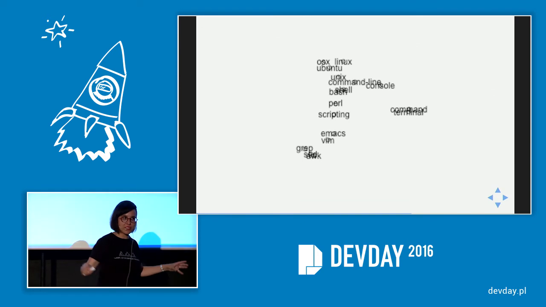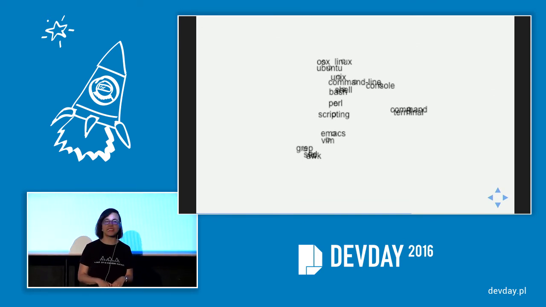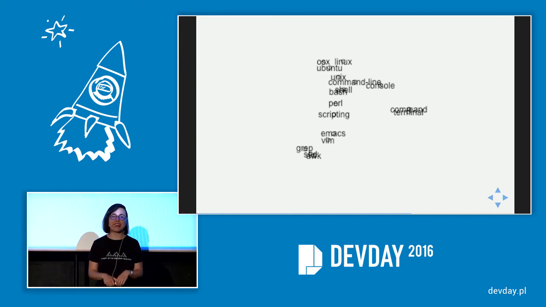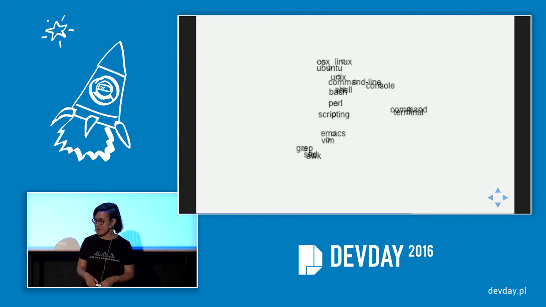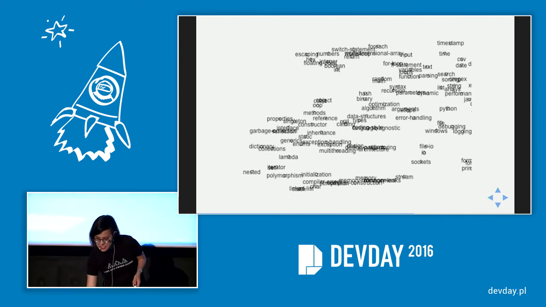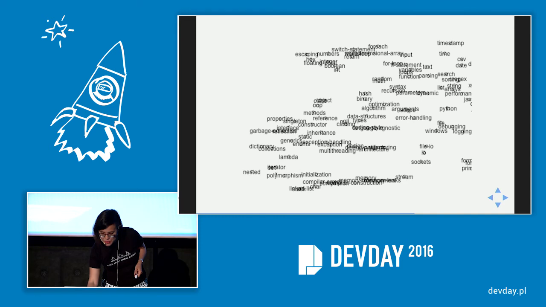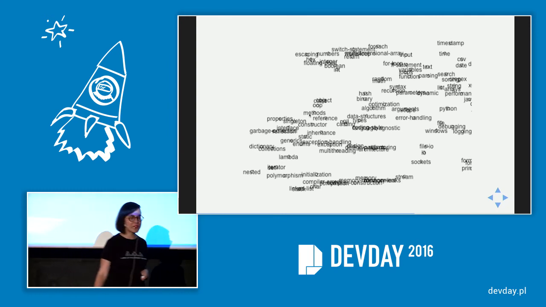So I just zoomed in on a couple of locations, and this is the scripting bash cluster, and you can see there is Emacs and Vim right next to each other. So it knows that they are related in some way. And these are all command line things. This is another cluster, and I'm not sure if you can see a lot of it, but there's polymorphisms, multi-threading, inheritance, garbage collection, properties, methods. I think this is a group of people that are confused about object-oriented programming.